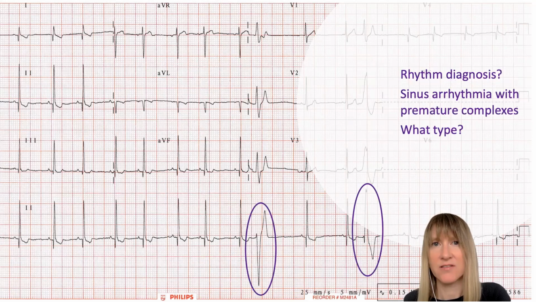And so we identified that there were a few beats that came maybe a little bit earlier than expected in terms of the normal sinus rate. And furthermore, those heartbeats look different than the other ones. And so we can now apply the terminology premature beats because they're early. And now we need to figure out what type.